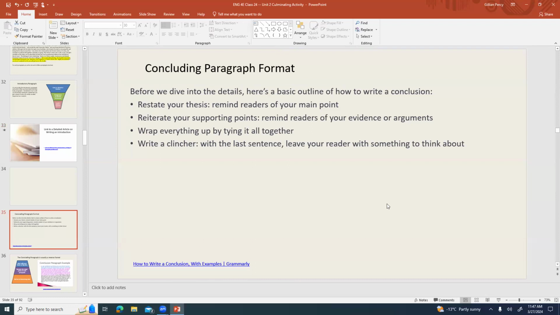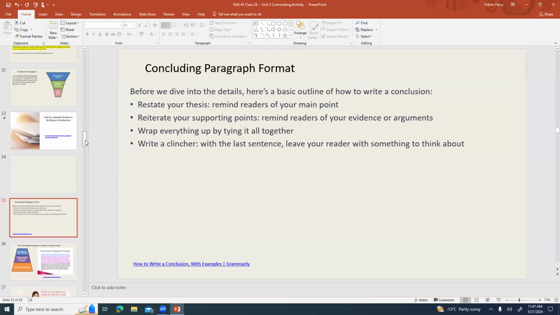Concluding paragraph format. At the end, you're going to write a concluding paragraph that summarizes your entire essay so far. You're going to restate your main thesis, remind the readers of your overall main point, reiterate or restate your supporting points. That's the main topic for each paragraph. Wrap everything up by tying it all together, and then write a clincher, some sort of interesting last sentence. That part is tricky. I'm not worried too much about it, but the idea that you have your thesis and restate your supporting points, those are crucial. Those have to happen in your paragraph.